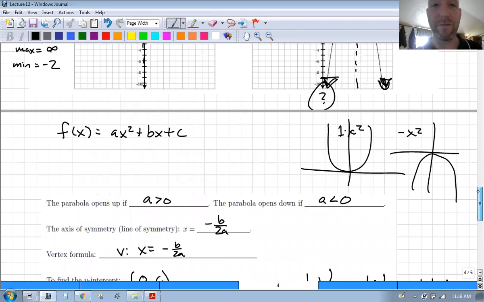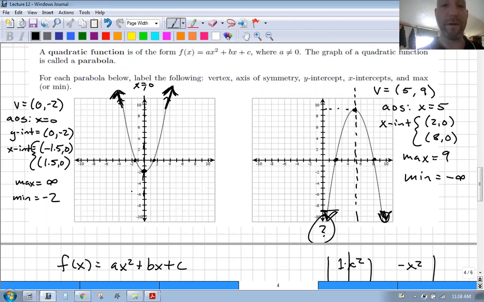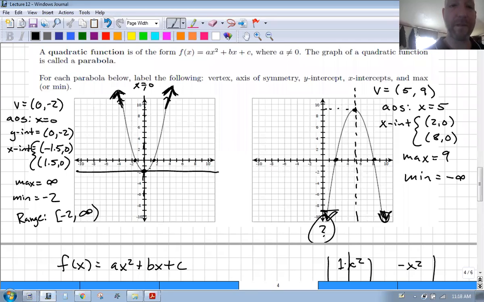The range, however, is the output. Here, your range, your y values, goes from -2 to infinity. So you basically have everything above that line. So -2, I put a square bracket because we do include -2. I would put a round bracket if it was everything up to -2, not including -2, but we want a square bracket here because the graph does touch -2.